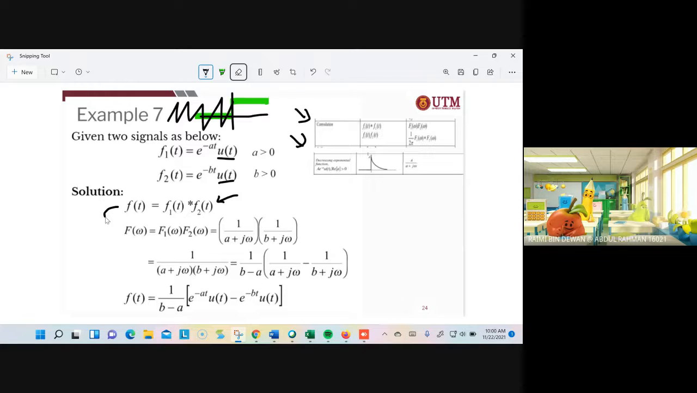Then convert to your frequency domain, where it is just multiplication. Easy, right? You know e to the power of negative a t results in this type of frequency domain signal. You just multiply accordingly, because convolution in the time domain results in multiplication in the frequency domain. Then the rest is just mathematics, and in the end you get this answer.